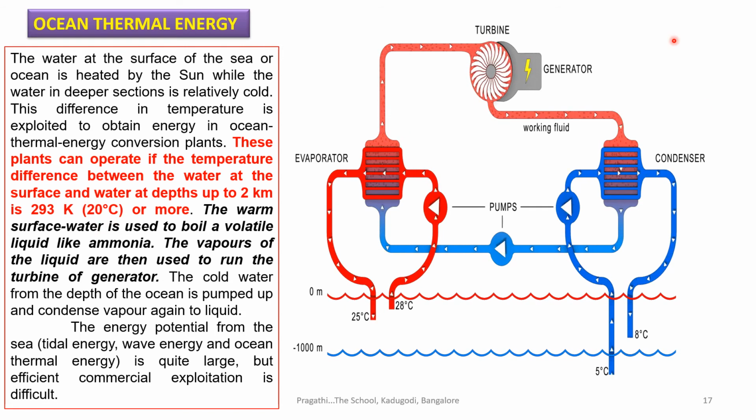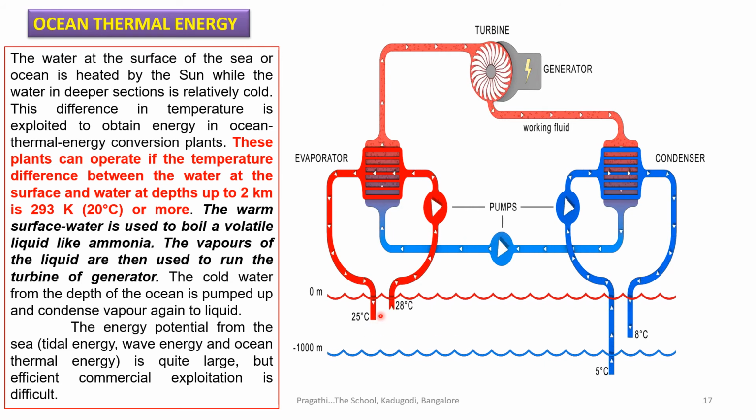For the working of this machine, the temperature difference should be 20. And take here 25 degrees minus 5 degrees, 20 degrees. Okay, it should be around a 20 degree difference. Hot water will be at higher temperature, cold water will be at lower temperature. So when you subtract both, the difference should be 20 degrees.